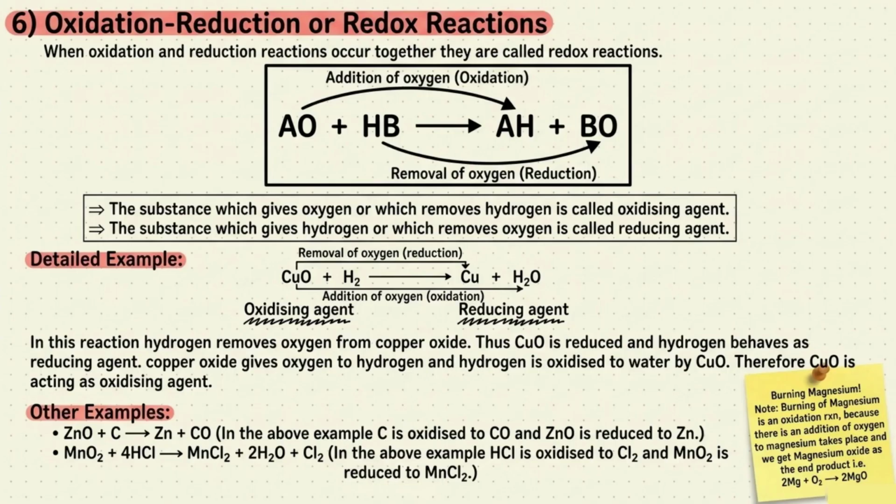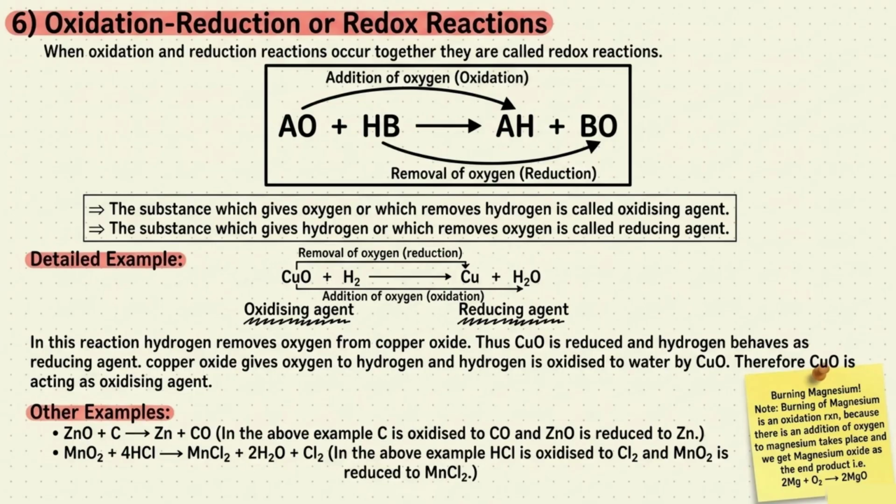Now, what happens when oxidation and reduction occur at the exact same time in the same beaker? We call them redox reactions. Red for reduction, ox for oxidation. Clever. In a redox reaction, one substance gives oxygen or removes hydrogen. This helpful substance is called the oxidizing agent. The other substance, which gives hydrogen or removes oxygen, is called the reducing agent.